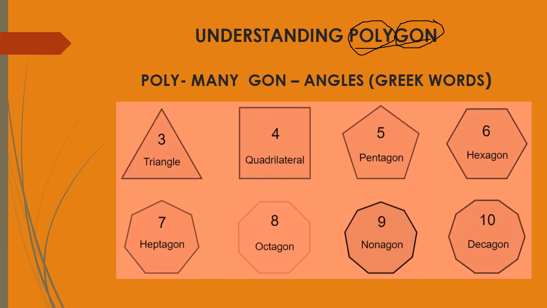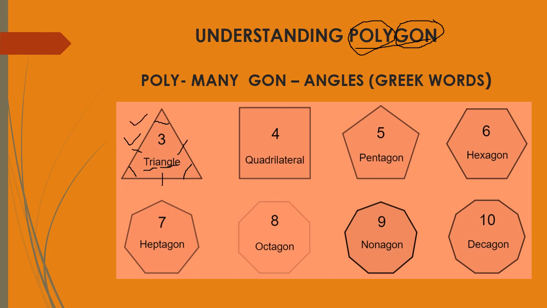Look at the figures. For example, look at this first figure. This is a triangle. We all know it very well. Tri means three. Angle means angle. So look at this figure: one angle, two angles and three angles. So this figure has three angles and three sides also, 1, 2, 3. That's why this figure is called a triangle.